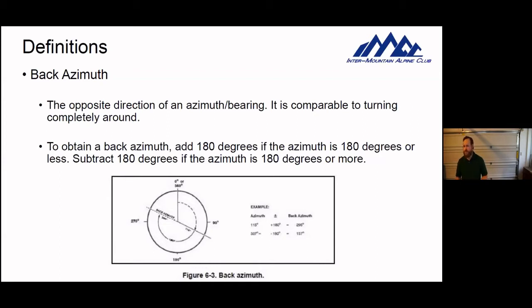An example when you use a back azimuth is, say you were in grizzly country and you wanted to set your food bag up 50 to 100 meters away from camp. You would want to set an azimuth to go out to your food bag, and then you could calculate the back azimuth to come straight back to camp.